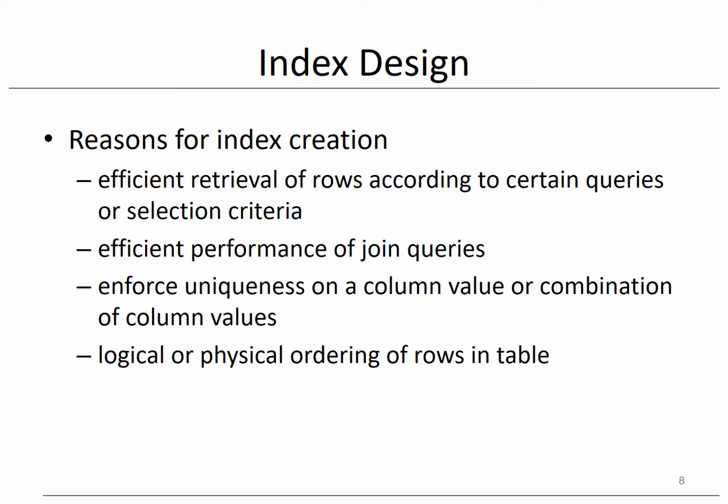Finally, physical ordering of rows in a table. The ordering of the index entries can also be used to determine the physical order of the rows in a stored table. In that case, the values of the index's search key determine the physical positioning of the respective rows on disk. If every value or combination of values in the search key is unique, we have a primary index. Otherwise, it's a clustered index.